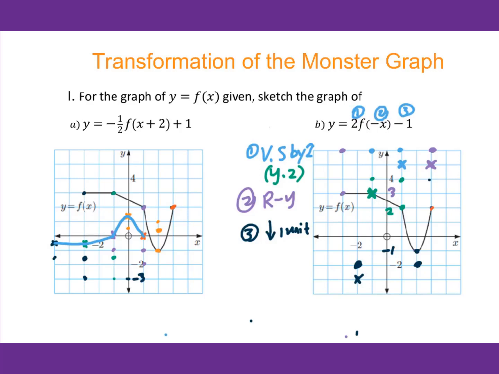Go to last points, this point. So multiply by 2, your y coordinates go here. Reflect across y-axis, go here. Then go down 1 unit, go here. Then I will connect all these crosses. This will be the final graph.